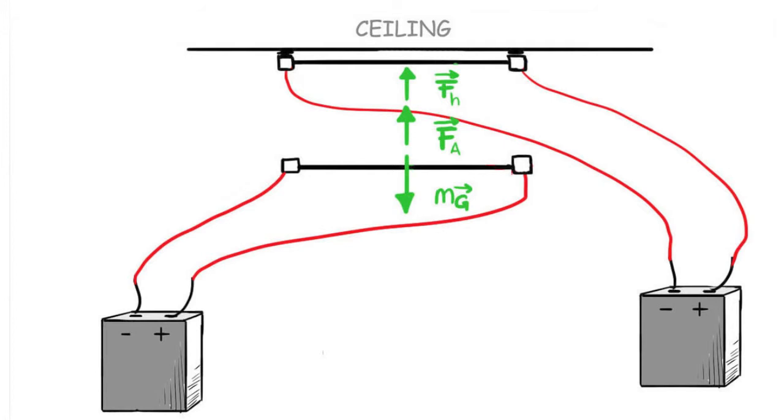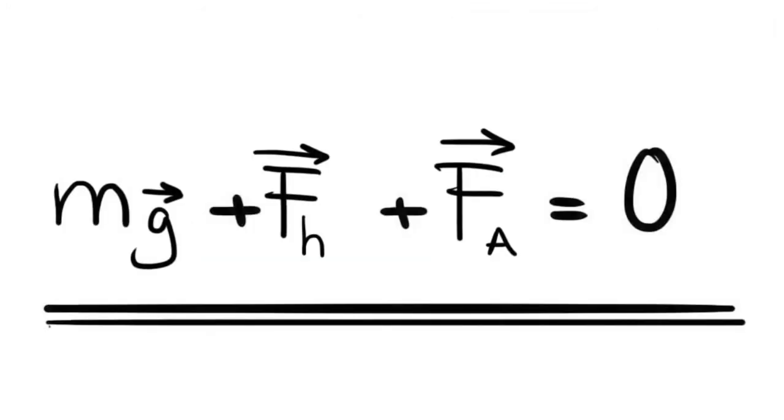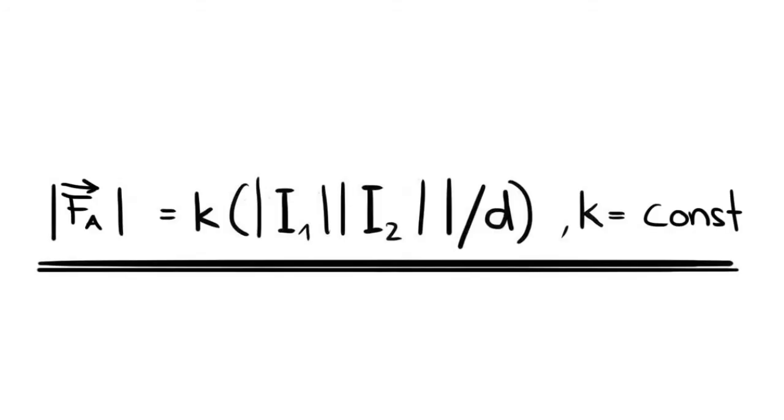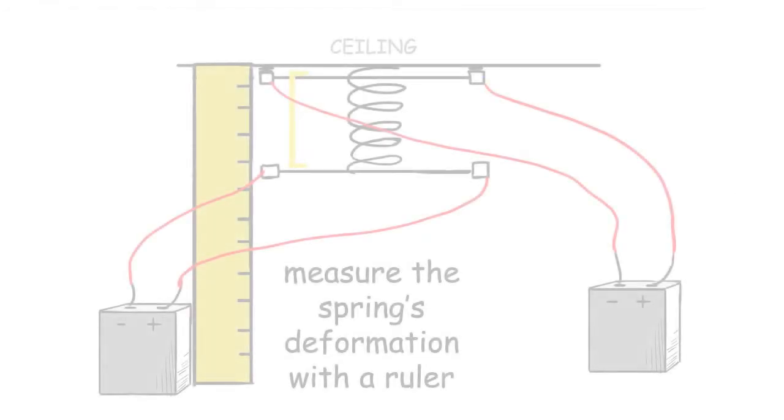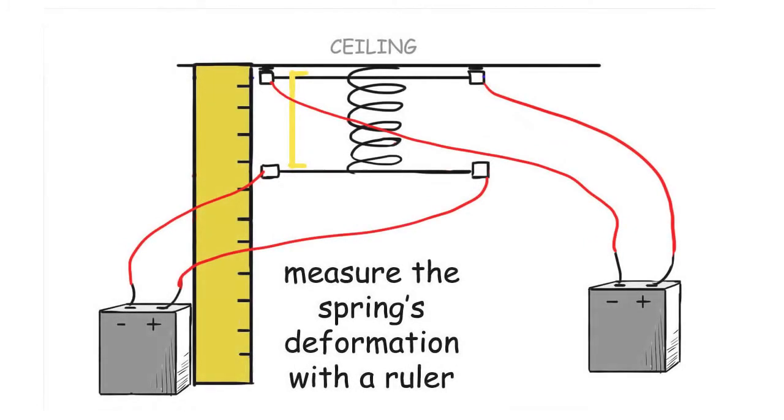Draw the lower wire as a free body in a state of equilibrium under the action of vectors Fh, gravitational force mg, and the visible Ampere's force Fa. Make the vector equation of equilibrium. Ampere ascertained the dependence. Measure with a ruler the deformation delta x of the shortened spring.